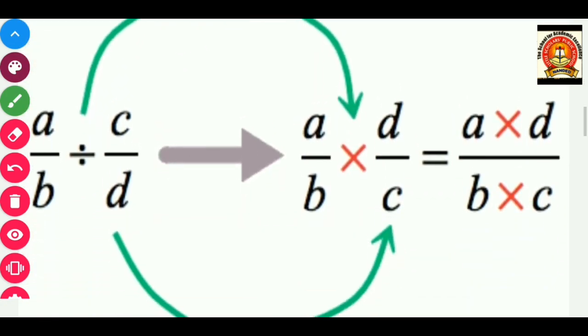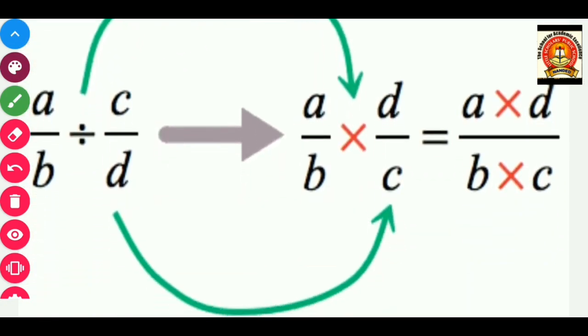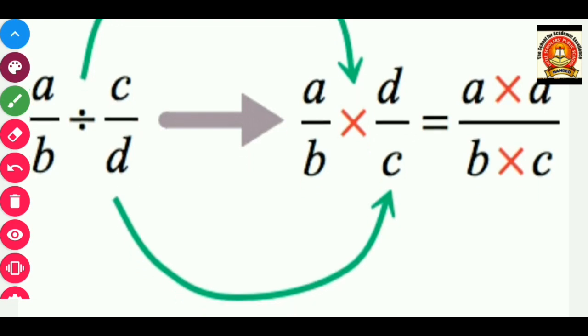So here you can check in general, a by b divided by c by d. The fraction a by b is going to be as it is. The division sign is turned into multiplication. C by d we flip. Flip is in the sense you need to invert it, you need to take the reciprocal. It means the numerator changes into denominator, and the denominator changes into the numerator.